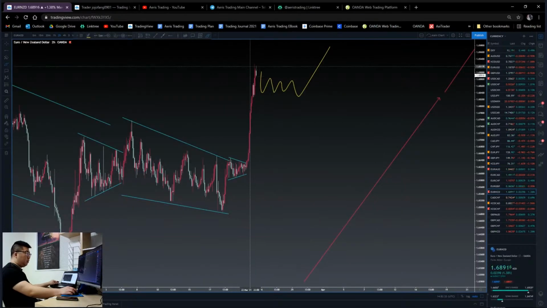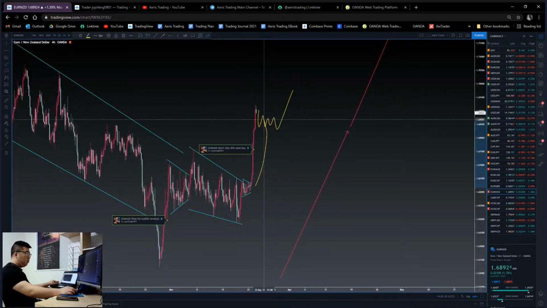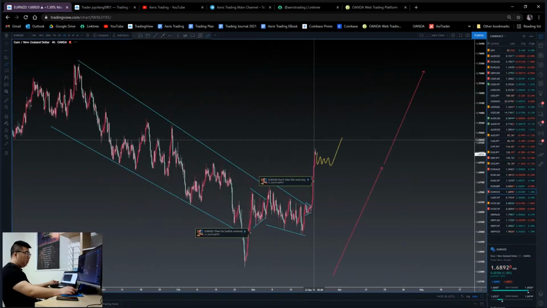Euro also the same thing, right? Waiting for confirmation correction here. Because Euro Kiwi pushed up so much more, I would wait for a deeper correction. That's kind of something that I will be looking out for.